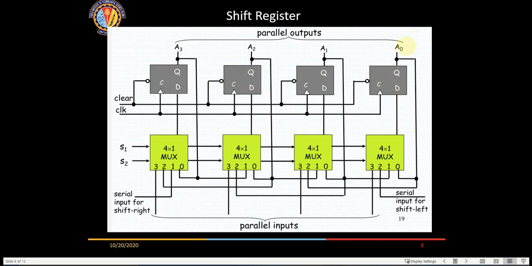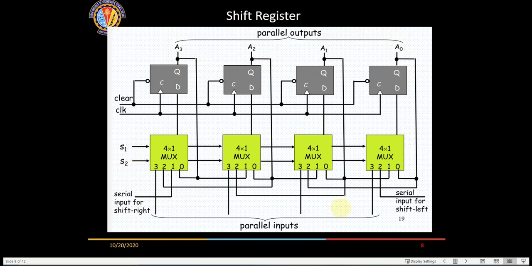So this can be used to convert from parallel to serial. Similarly, for serial to parallel, you can serially pump in data either from left or right, depending on which is the MSB of the incoming data. If somebody is transmitting the MSB first, then you have to use the shift left. If somebody is sending the MSB last, then you can use the serial input for shift right, so that the last input which is coming will be available here, and then you can take the parallel outputs.